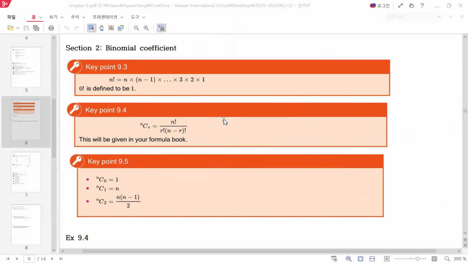Okay, students, let's move to section 2, binomial coefficient. So we are going to define two terms. The first one, we call it factorial. We call it n factorial. So n factorial means multiply all the numbers from n down to 1 by descending numbers. Do you understand?